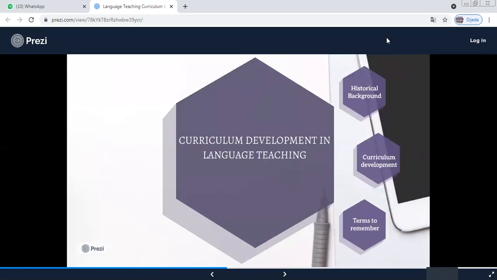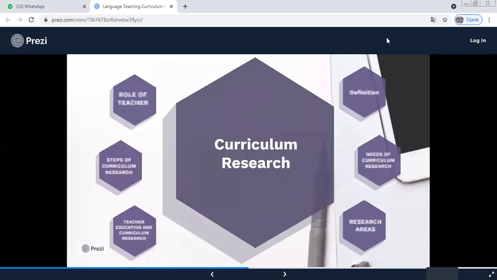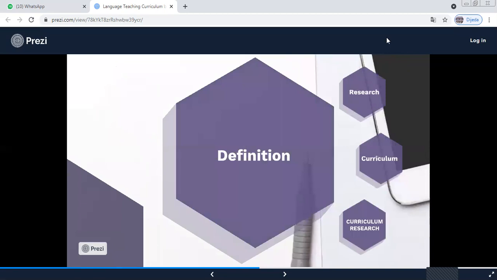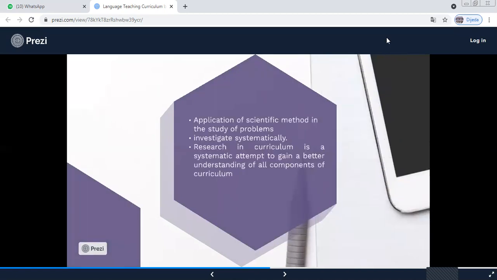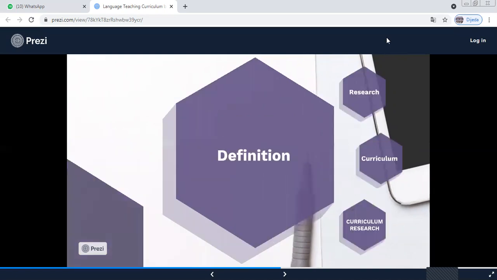And the next about research. Curriculum research. And the first about definition of curriculum research. Definition of research. Research is application of scientific method in the study of problem and investigate systematically, and research in curriculum is a systematic attempt to gain a better understanding of all components of curriculum. And then definition of curriculum.